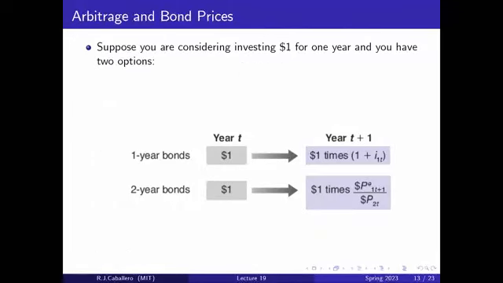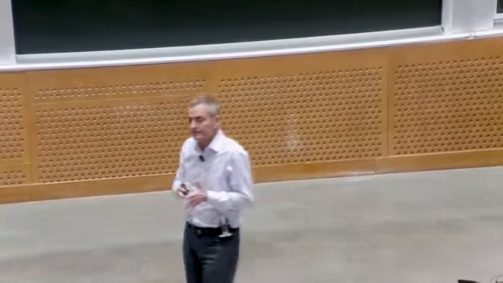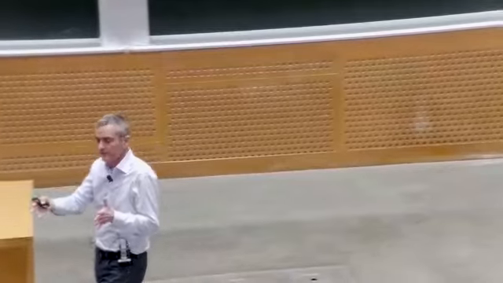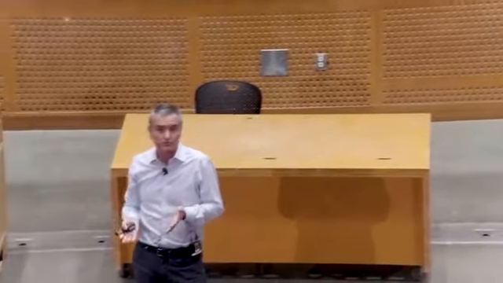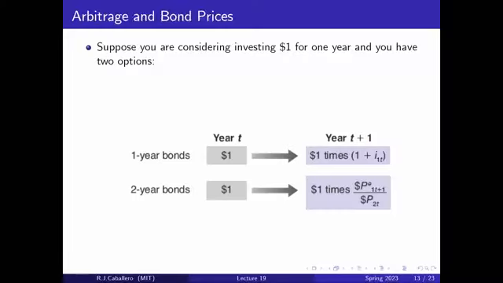Then we look at arbitrage, which says, suppose that you hold a bond that you're considering investing your money for 1 year, but you have two options. One is to buy a 1 year bond. The alternative is to buy a 2 year bond now and sell it at the end of the year. Those two strategies should give you more or less the same return.